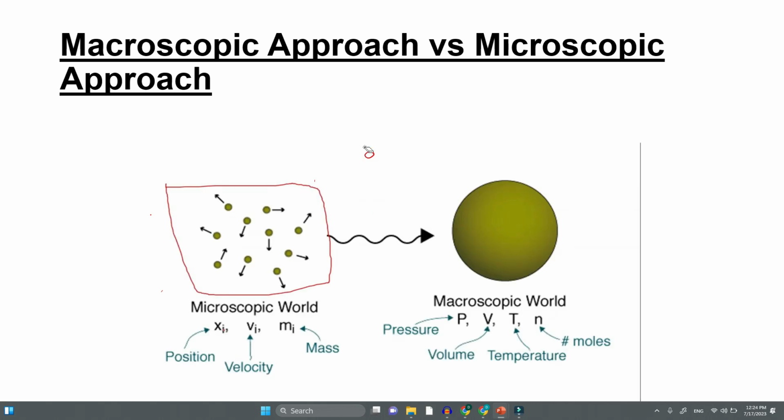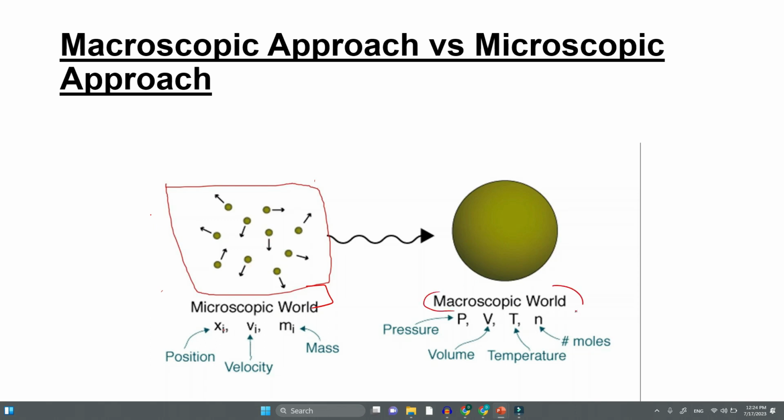Okay, so here you can see that there are several molecules. If you're taking into account each molecule and finding out its position, velocity, mass, etc., that is the microscopic approach. Here in the macroscopic approach, you are taking the gas as a whole, not as individual molecules. All these molecules are taken as a whole. You are neglecting the space between them. You're not considering the space between them. You are taking this as a continuous matter. That is the macroscopic approach.